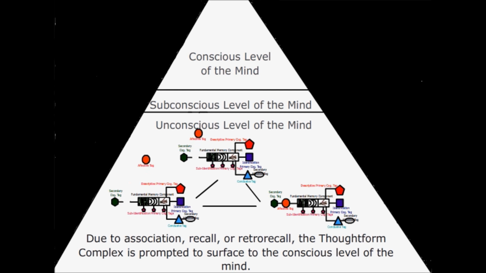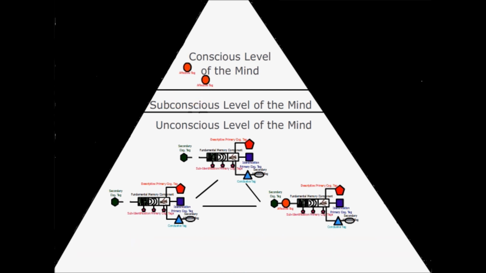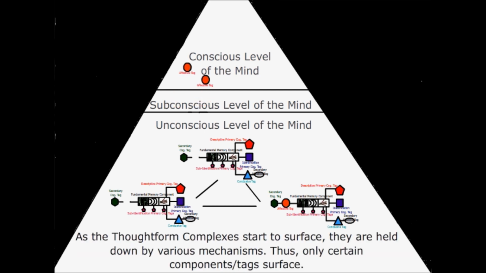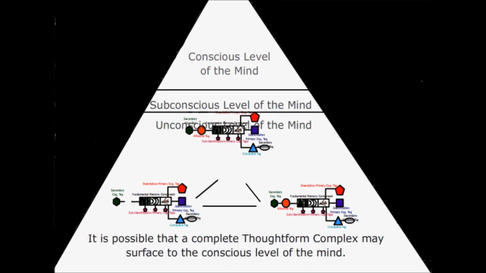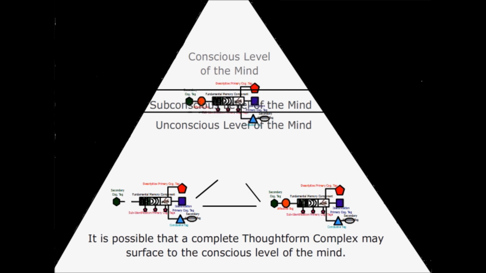Due to association, recall, or retro-recall, the thought form complex is prompted to surface to the conscious level of the mind. As the thought form complexes start to surface, they are held down by various mechanisms, thus only certain components surface. In this case, only the affective tags surface to the conscious level of the mind, thus the person may not know why they are experiencing a particular emotion or mood. It is possible that a complete thought form complex may surface to the conscious level of the mind.